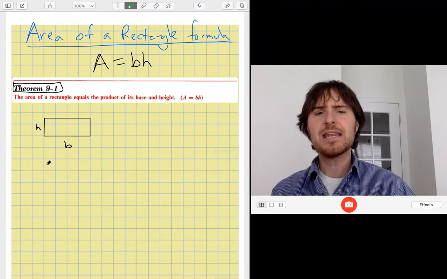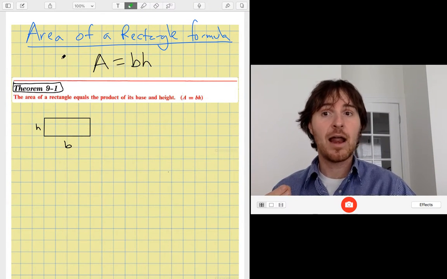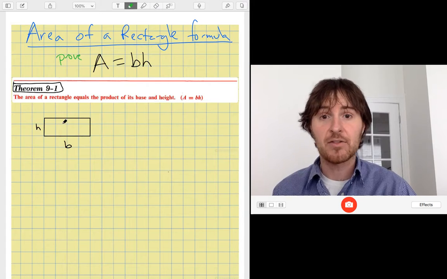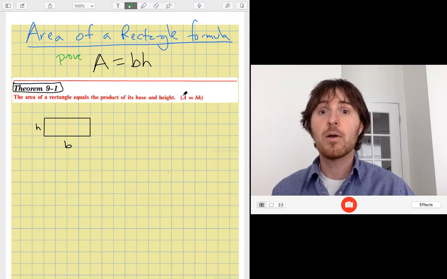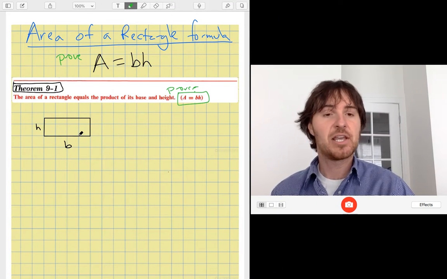Anyways, I think all we need is the area addition postulate for this one, okay? So the key to actually proving this is I can take this rectangle, which is a generic rectangle that I drew, and I want to prove that A equals B times H for this particular rectangle.